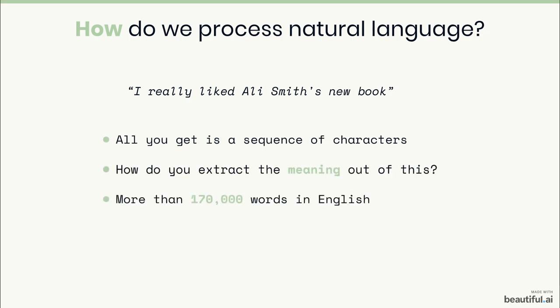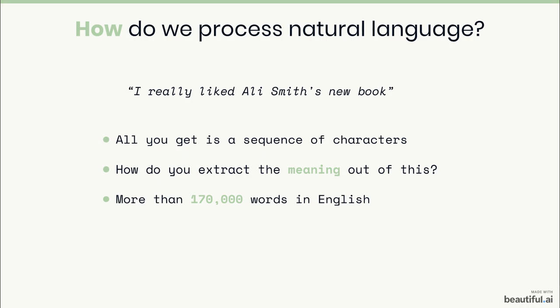So one might ask, how can we even process natural language algorithmically? How can a computer understand natural language? So if we take a sample sentence here, I really liked Ali Smith's new book. All you would get if you were the computer or the algorithm is just a sequence of characters, this sequence that we see right here on the screen. So how can you extract the meaning out of this? What's the meaning of the capital A in Ali? How do you get to the conclusion that Ali is a name, is a first name even?